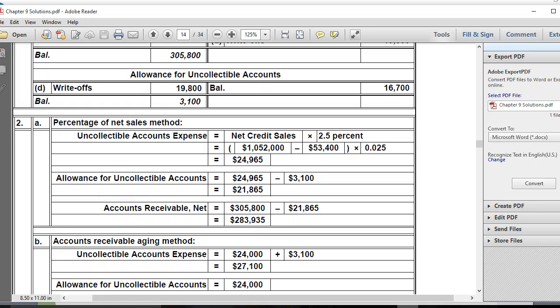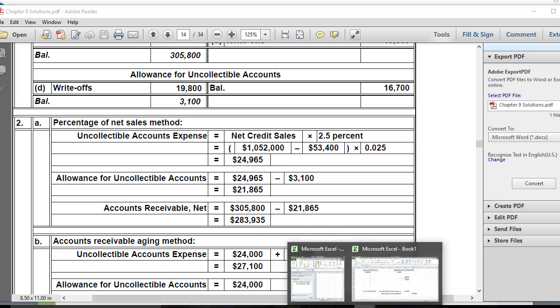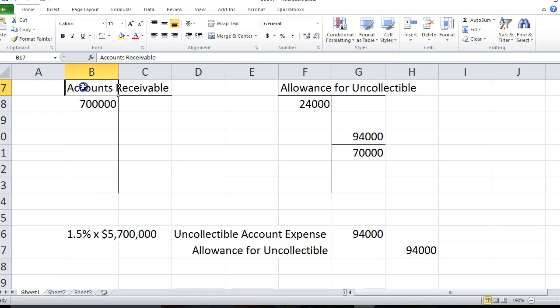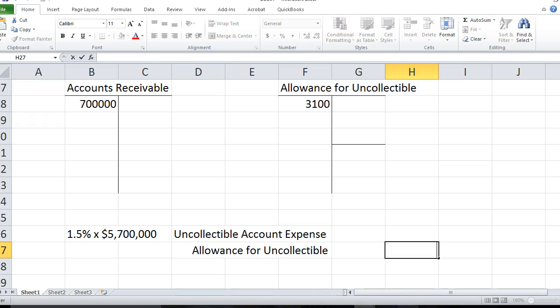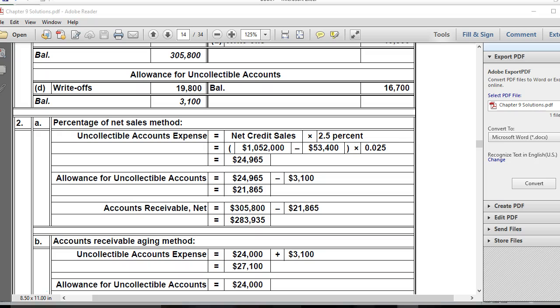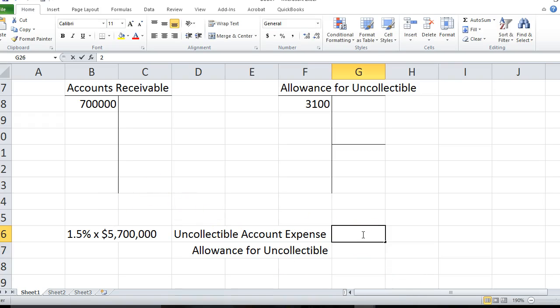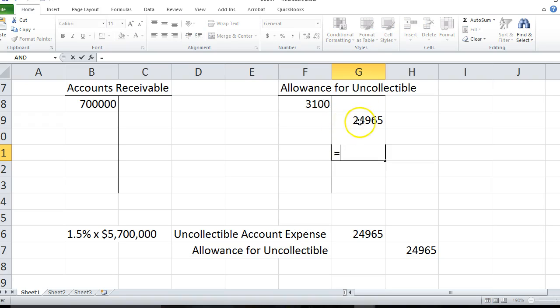Okay, let me show you how. We started with $3,100. We then created a journal entry to show $24,965 uncollectible account expense, $24,965 allowance for uncollectible, $24,965. That's a credit. So if we put that credit over here, what is our new balance? A debit of $3,100, a credit of $24,965 would give us a new credit balance of $21,865. Does that make sense?